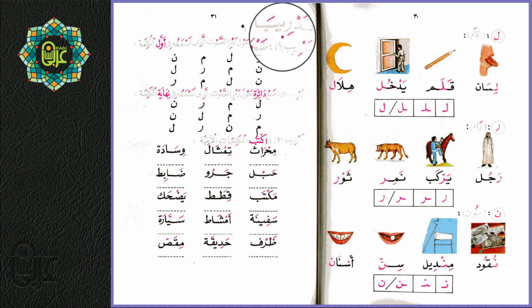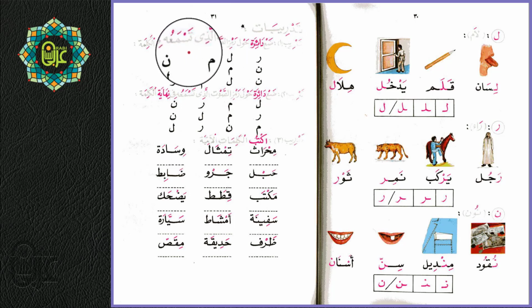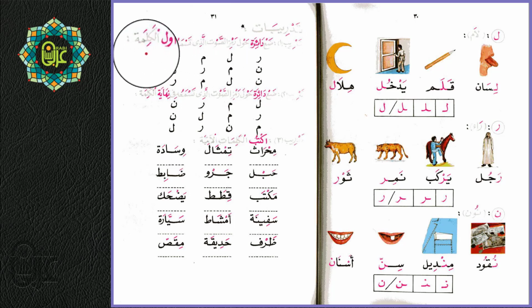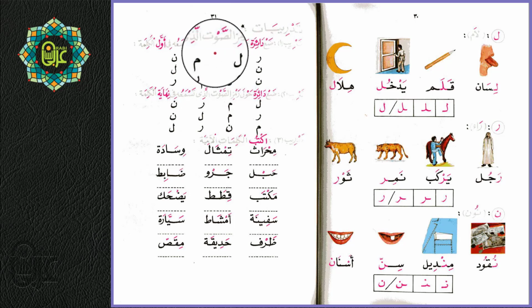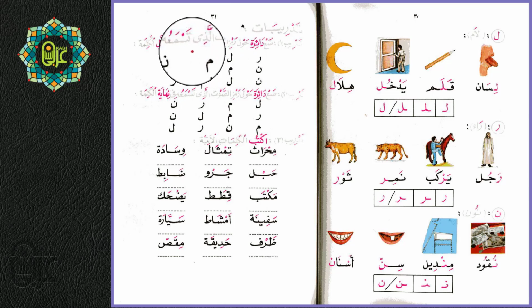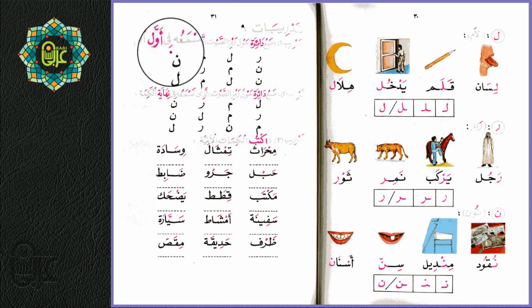Now we come to tadribat. Tadrib is exercise, tadribat, exercises. تدريب واحد: ضع دائرة حول رمز الصوت الذي تسمعه في أول الكلمة. Put a circle around the symbol of the sound which you hear at the beginning of the word.